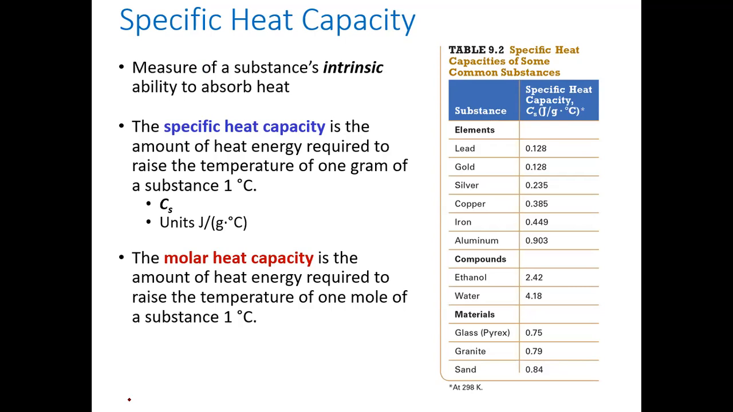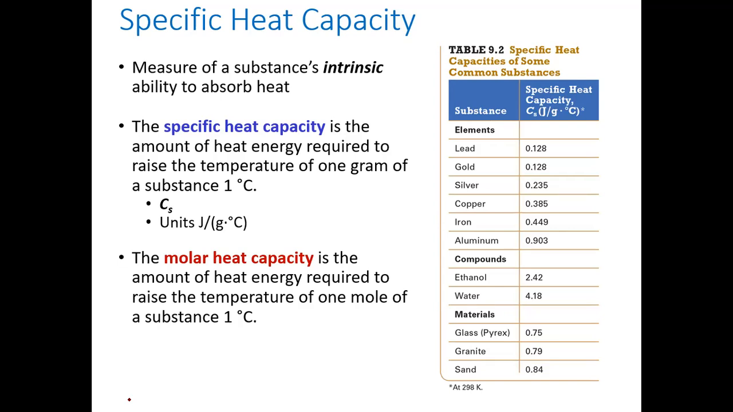Let's see, what do we have? It says the specific heat is a measure of the intrinsic ability to absorb heat. Intrinsic, that word, it just means that it belongs naturally to that substance. So if it's a metal, they're usually good heat conductors. If they're non-metals, they're not. So again, it's just built in naturally.